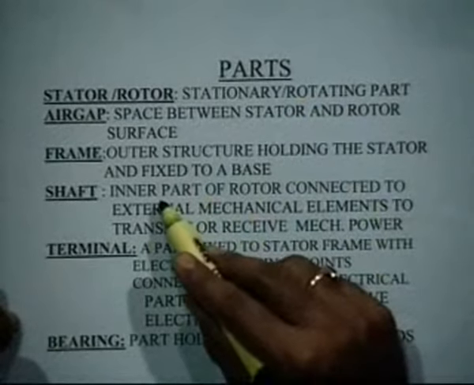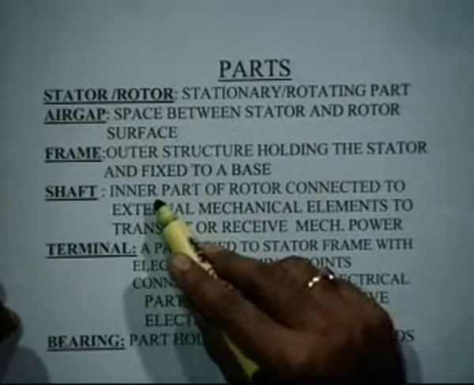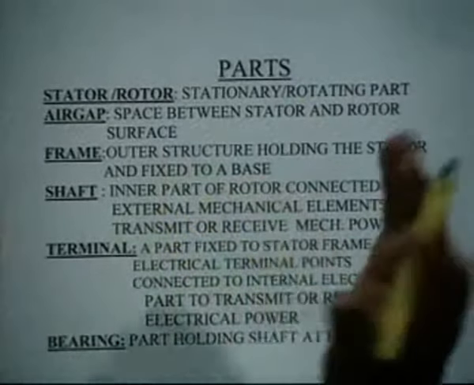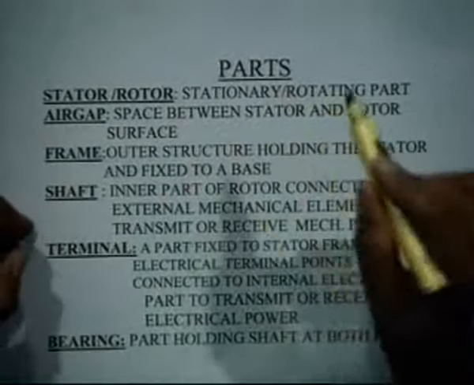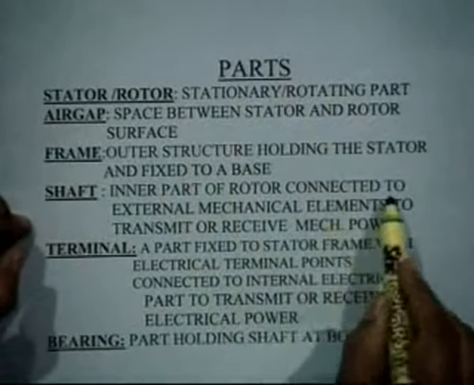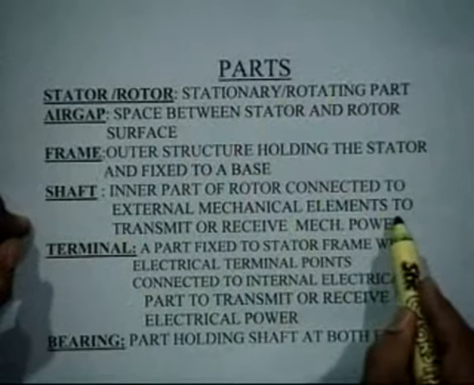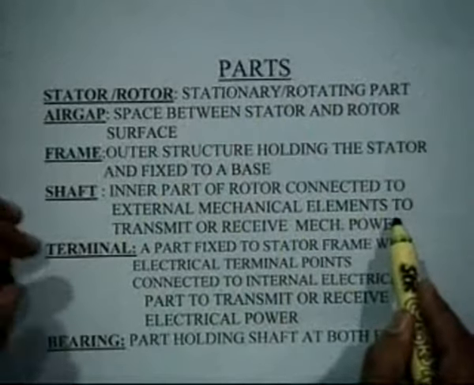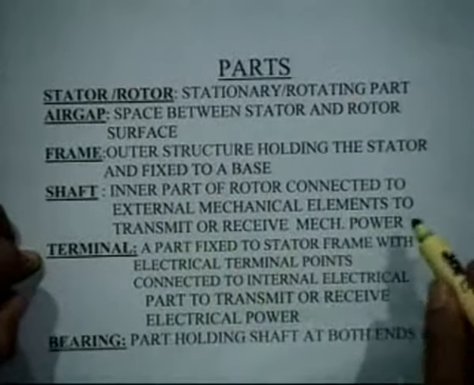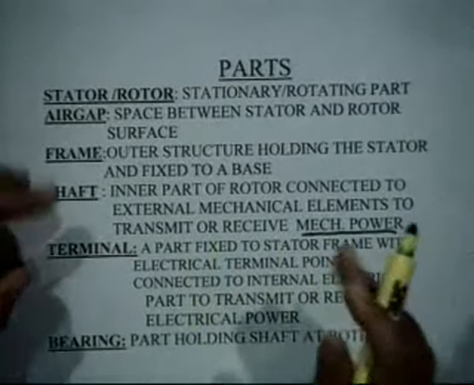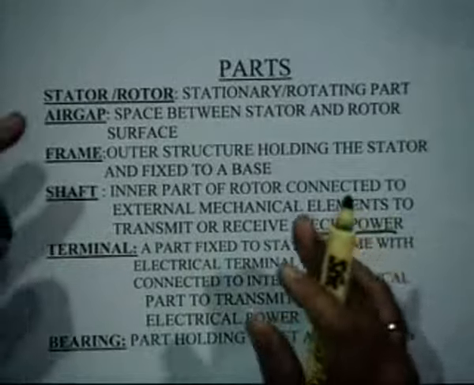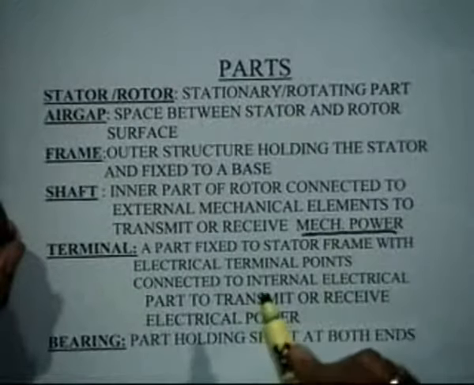Then we have a shaft. Just like the frame is an outer part of the stator, the shaft is the inner part of the rotor, that is, the inner part of the rotor connected to the external mechanical elements. Why is the shaft used? Shaft is used to transmit or receive mechanical power. So this is the purpose of a shaft. Just like the frame holds the stator, the shaft holds the rotor.